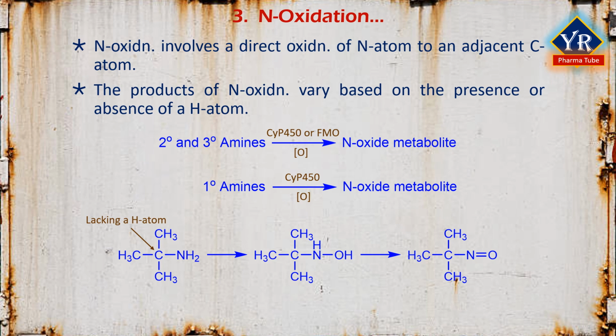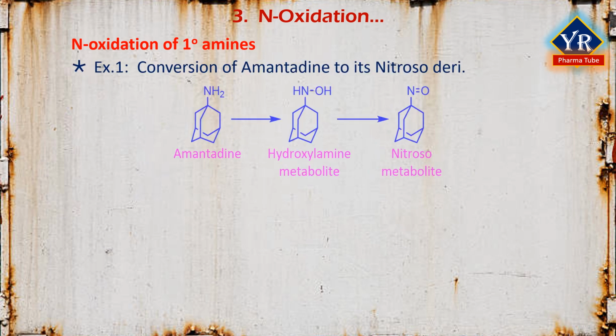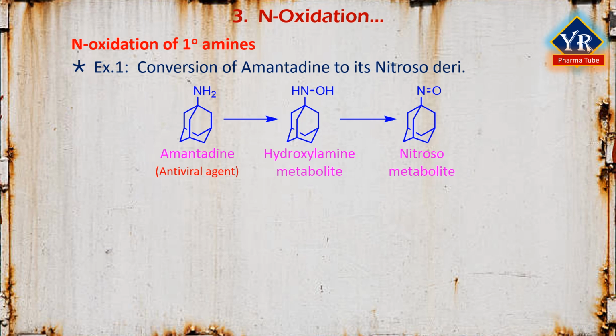Primary amines that are attached to a carbon atom that lacks a hydrogen atom can be sequentially oxidized to hydroxylamines and nitroso groups. Overall, only a few drugs have this structural feature. N-oxidation of primary amines. For example, amantadine, an antiviral agent, undergoes N-oxidation, initially forming a hydroxylamine derivative and then a nitroso derivative. It is to be noted that oxidative deamination is not possible for amantadine.